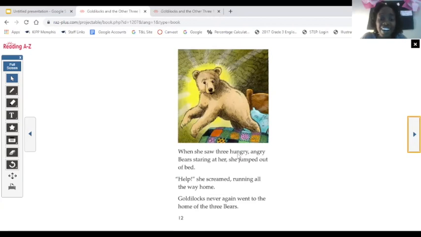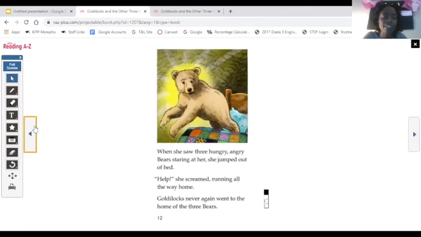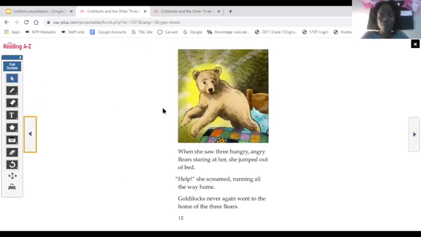When she saw 3 hungry, angry bears staring at her, she jumped out of bed. Help, she screamed, running all the way home. Excellent. Goldilocks never again went to the home of the 3 bears. Awesome job. Now we know what happened in this story. Our prediction was correct. Goldilocks was the bear, the parents were the homeowners, and they were the bear family.